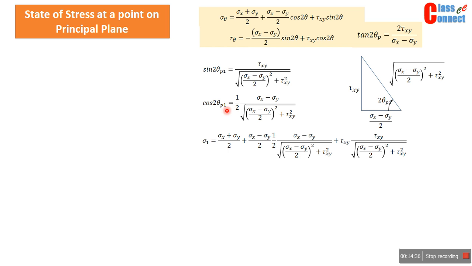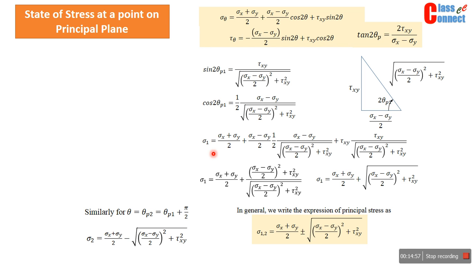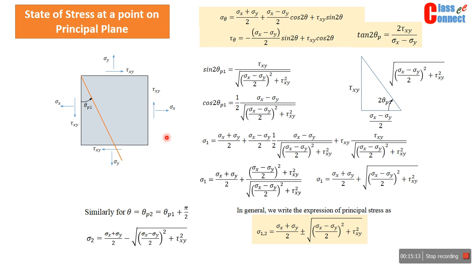Sigma 1, substitute back into this equation. When we substitute theta is equal to theta p1, we get the value of sigma 1. So when theta is equal to theta p1, sigma theta will be equal to sigma 1. So we can substitute these two values to get the value of sigma 1 and sigma 2 respectively. So in general we write this type of expression, and we can also mark the state of stress on the principal plane as shown. This is our original element, and the state of stress on the original element is like this. Let us mark principal plane here.